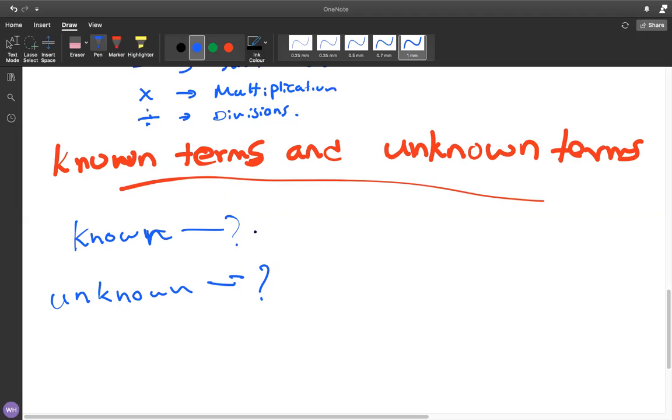Okay, so in mathematics, we use different symbols when representing known and unknown terms. So we will have a study regarding that. Okay, now put a star mark and write.